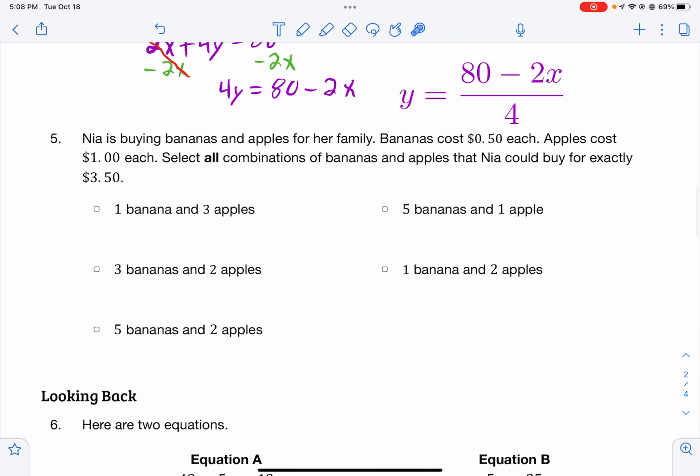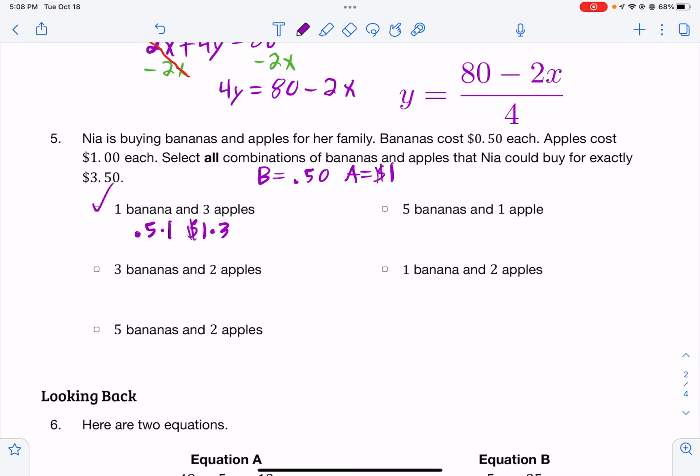So now it says, Nia is buying bananas and apples for her family. Bananas cost 50 cents. Apples cost $1. Select all the combinations of bananas and apples she could buy for $3.50. So remember, bananas cost 50 cents, 0.5. Apples is $1. So we could think, one banana, that would be 50 cents, plus 3 apples, $1 times 3, so that would give us $3.50.